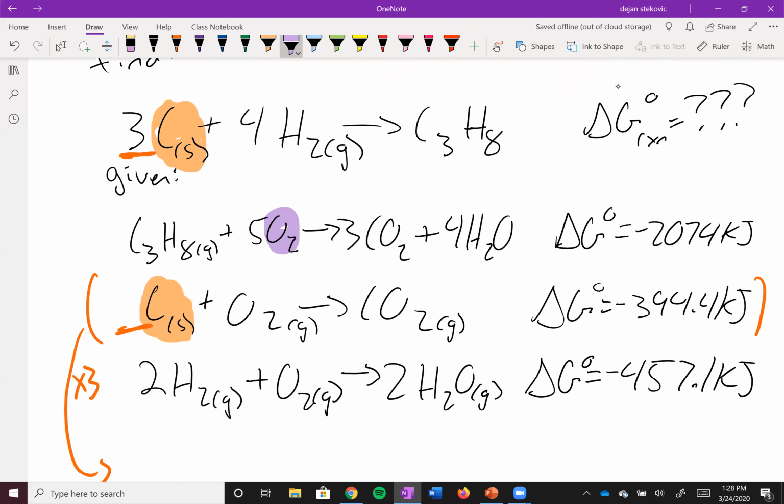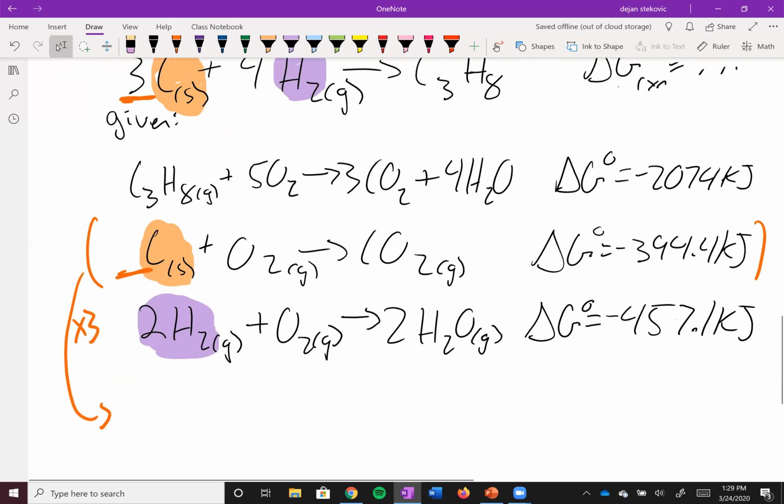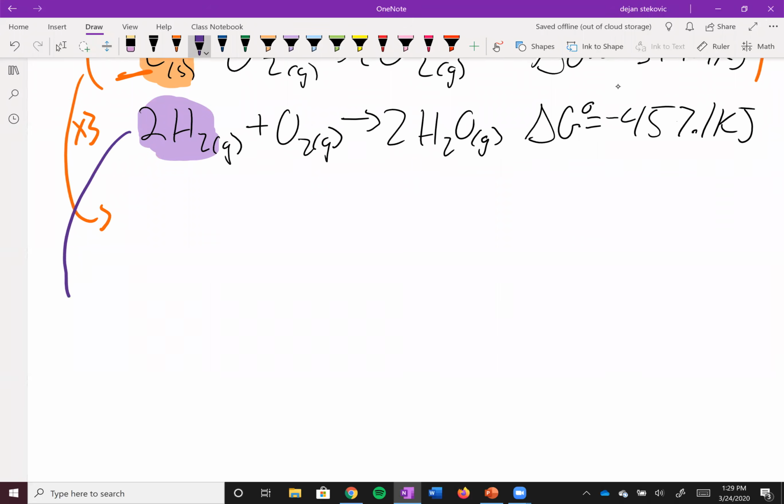Next up in line, I have these 4 hydrogens. So if I take a look at all my equations, hydrogen again only comes from one place. It's already on the right side, so I'm not going to flip it or anything. I'm just going to double it from this 2 to this 4. So times 2.